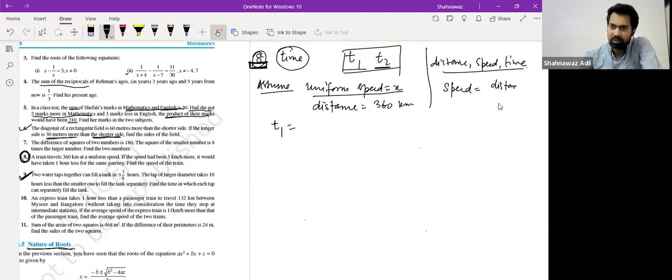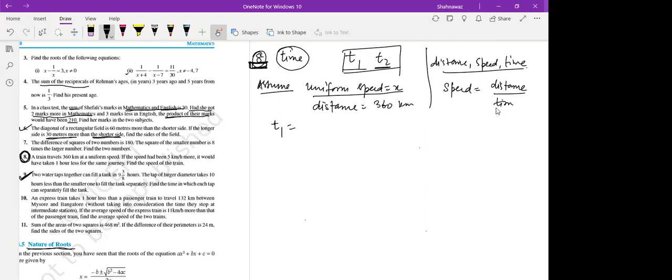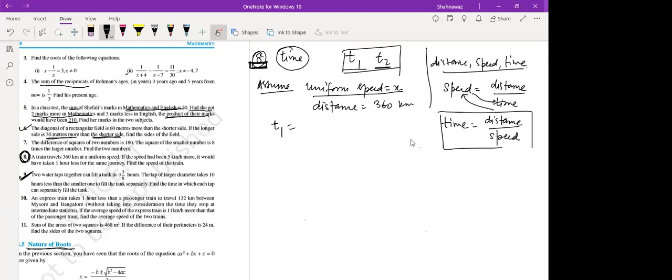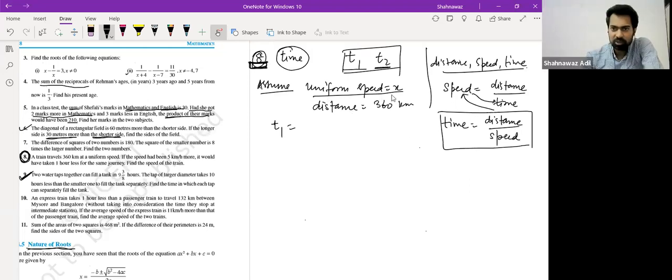So time would be, if I take time here and speed here, time would be distance by speed, correct? Yes. So now let us take this information. Speed is x, distance is 360 km, right? So what would be the time here?